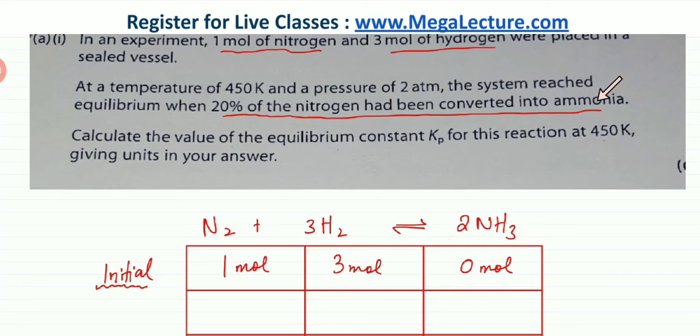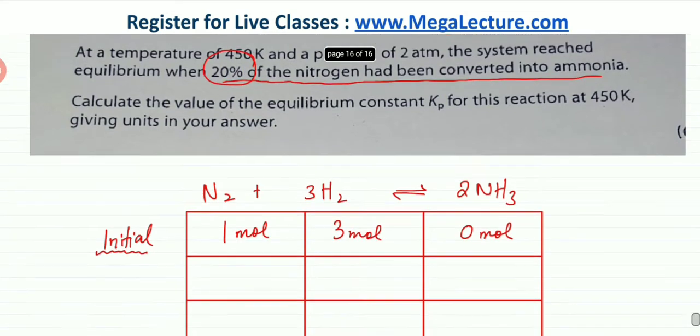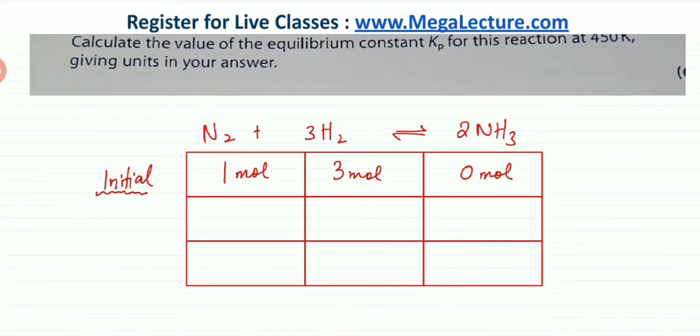And then the question states that 20% of the nitrogen had been converted to ammonia. So 20%, focus on this number, this percentage, 20% of the nitrogen. So you have 1 mole over here. 20% of 1 mole is 0.2 moles. So that means 0.2 moles, that's 20%, has reacted. So I'm going to put this over here. This is very important that 20% of the nitrogen has reacted. So it's 0.2 moles of nitrogen. 20% of 1 mole is 0.2 moles, has reacted.